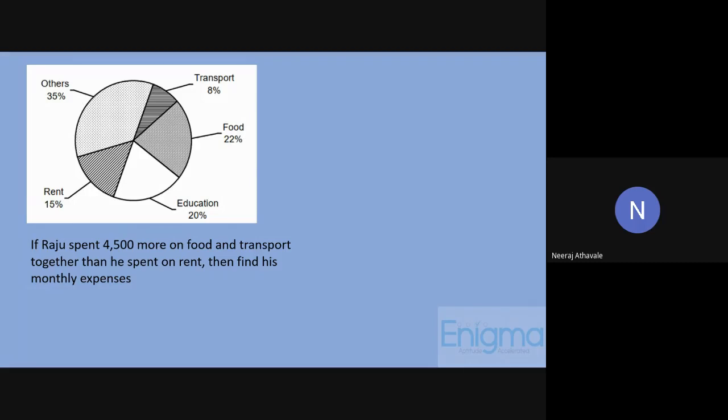Okay. So he spent on rent. How much has he spent on rent? 15%. And food and transport together, that means 8 and 22%. So that means 8 plus 22 minus 15.